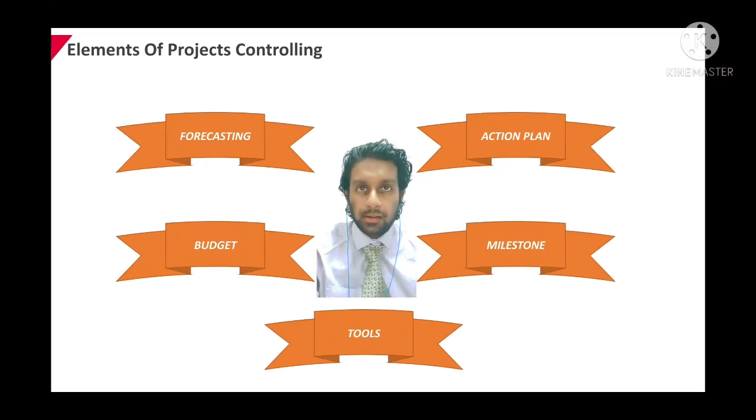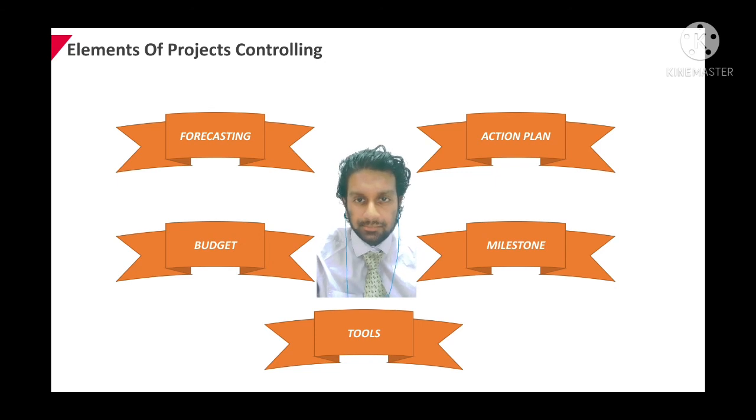Now, not to forget, there are certain elements in this project controlling. Now, the first element is called forecasting. The second element is called action plan. The third one, budget. The fourth one, milestone. And the last one is tools. In these tools, they'll be using WBS, Gantt chart, or bar chart.